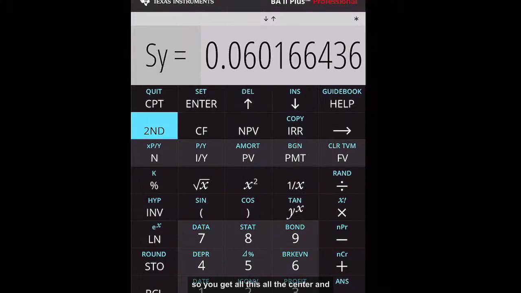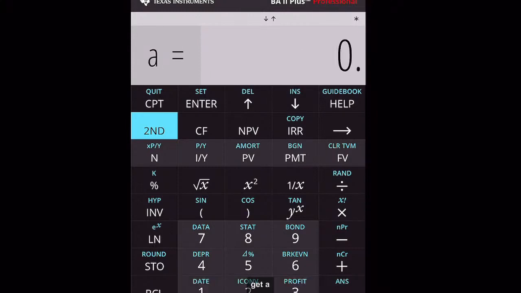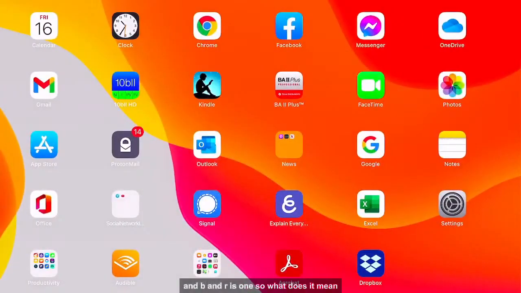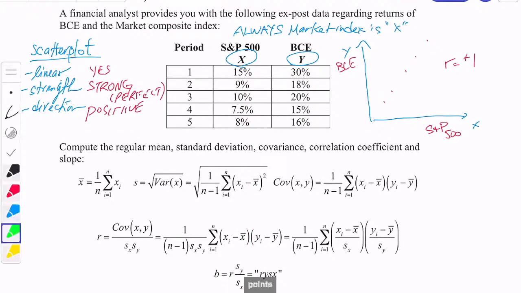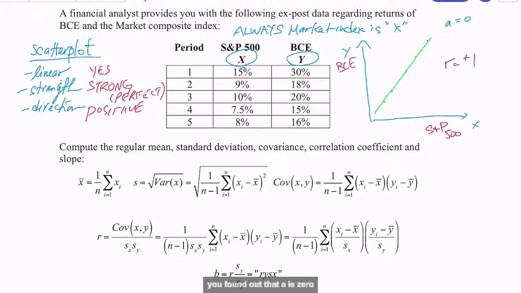So you get all the center and spread, mean and standard deviation, and then you get A and B, and R is 1. So what does it mean? What you found is the line. You found the best fit line to the points. You found out that A is 0, B is 2, and R is positive 1.